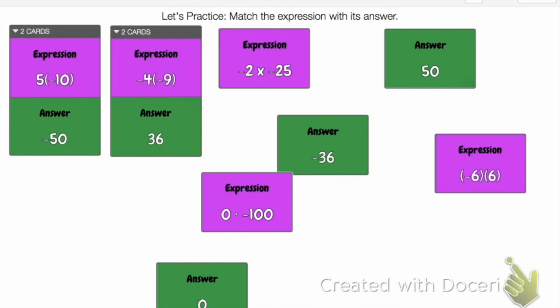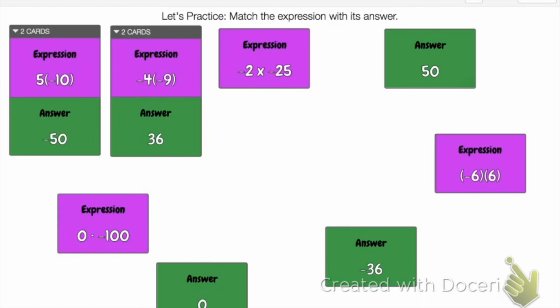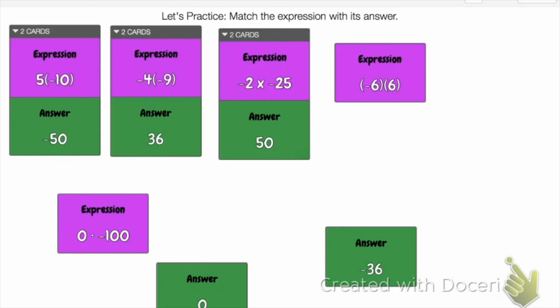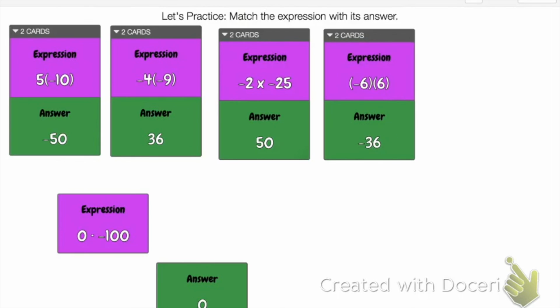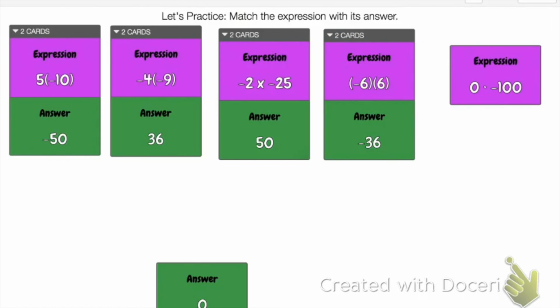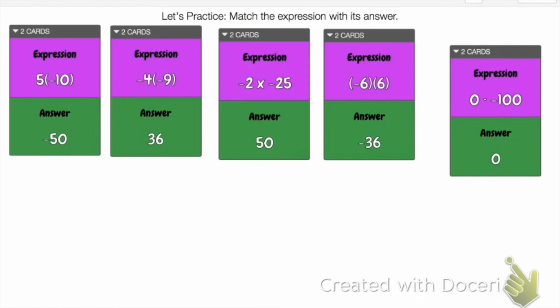Negative 2 times negative 25. Negative times negative, which is a positive, and 2 times 25 is 50. Negative 6 times 6, the answer will be negative, and 6 times 6 is 36, so negative 36. 0 times negative 100, whatever number multiplied with 0, that will be 0.